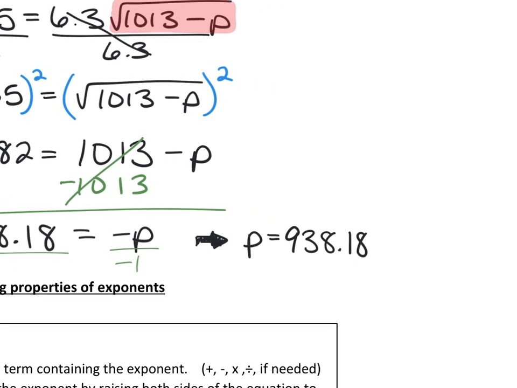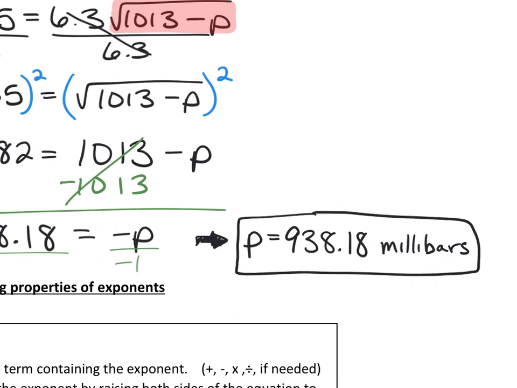And now since this is a real world problem, we like to give it units, especially if you're in a science class, you always have to give things units. And pressure, if you reread the blurb at the top of this, says pressure is measured in millibars. So we're going to call this 938.18 millibars. That's the unit used to describe pressure: bars, centibars, or millibars.